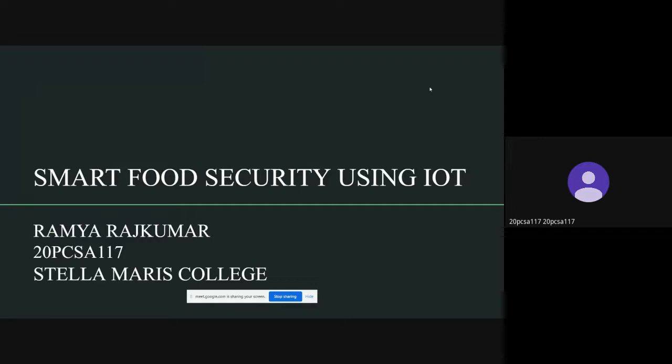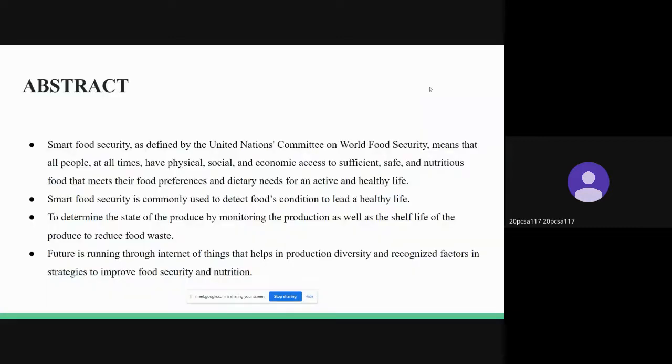I'm going to present about the topic of smart food security using IoT.